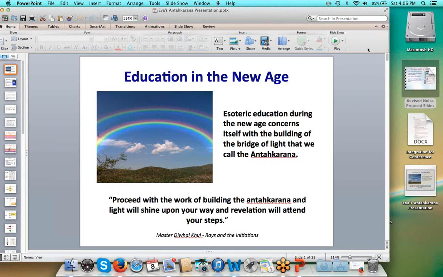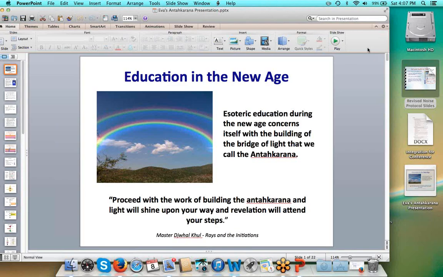So what we have here in our first slide is education in the new age. By the way, all the material that I'm going to be talking about is right out of our blue books. It's all of the Alice Bailey books, and some of them are quotes and some of them are not. So if anybody needs to make reference to anything, hopefully I have the material available for you. So it tells us that our esoteric education during this new age that we are living in right now concerns the building of this bridge of light that we call the Antahkarana.